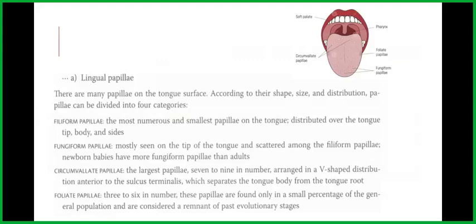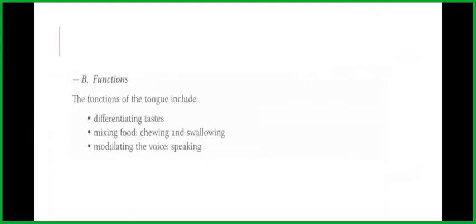Circumvallate papillae, the largest papillae, 7 to 9 in number, arranged in a V-shaped distribution anterior to the sulcus terminalis, which separates the tongue body from the tongue root. The foliate papillae, 3 to 6 in number. These papillae are found only in a small percentage of the general population and are considered a remnant of past evolutionary stages. The functions of the tongue include differentiating tastes, mixing food, chewing and swallowing, modulating the voice, like speaking.